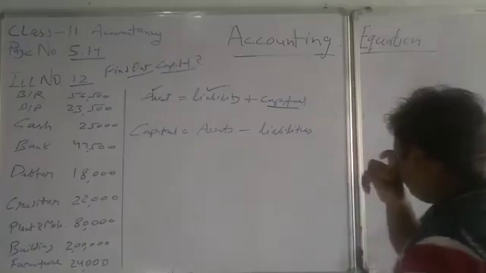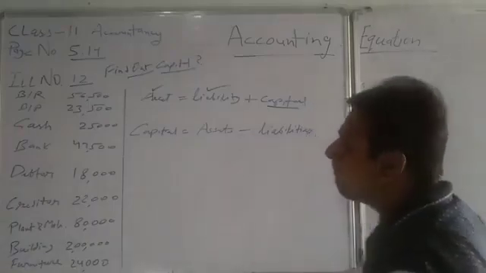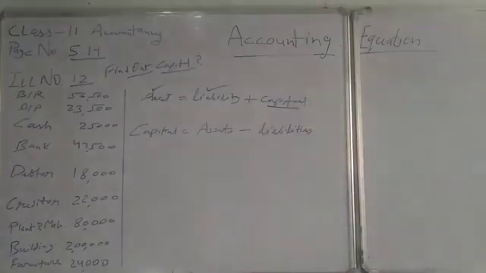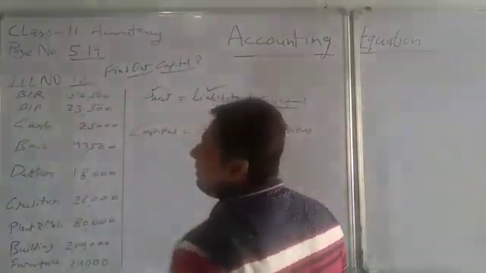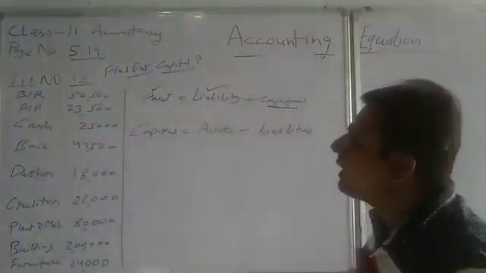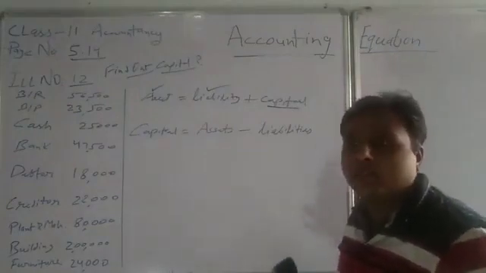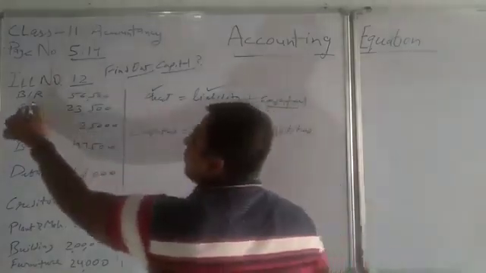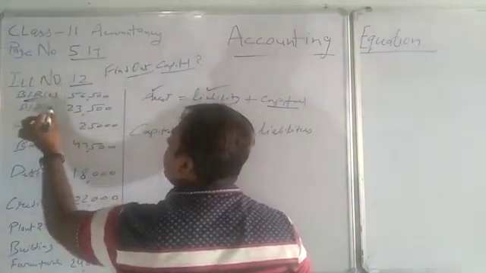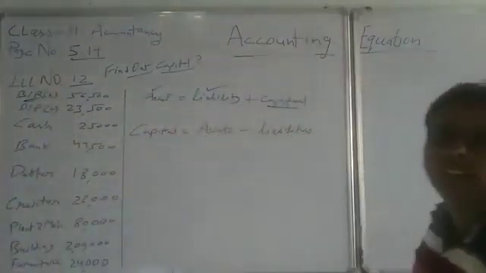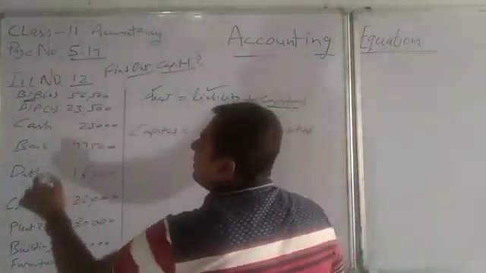So here, let's see. Bill receivable. This is a new term for the class 11th students, and I am not explaining it in detail right now. So just understand that bill receivable is an asset, and bills payable is a liability. While noting down, write this in your copy.